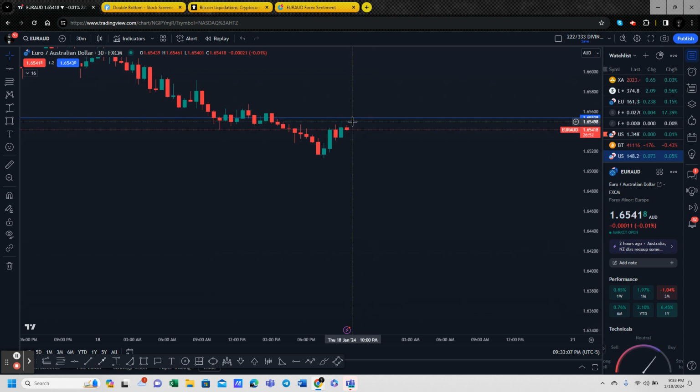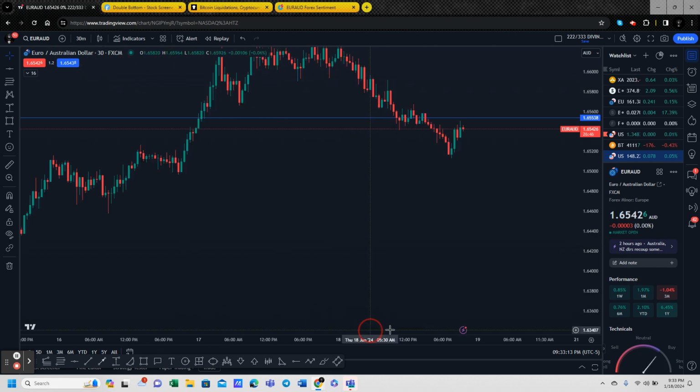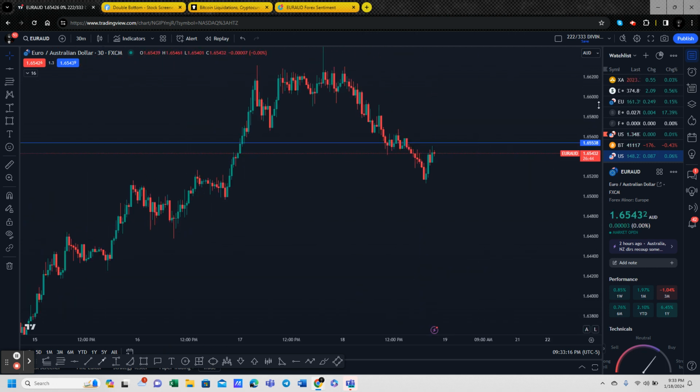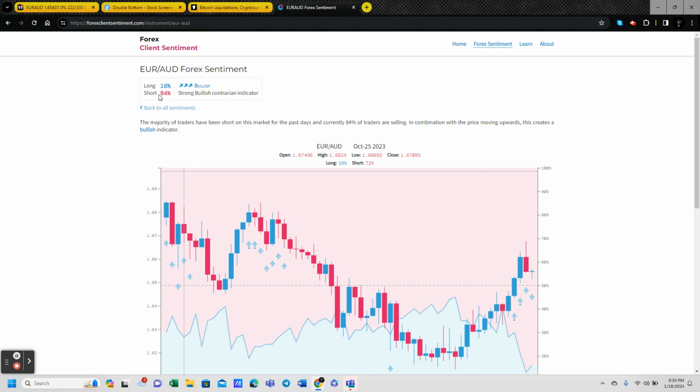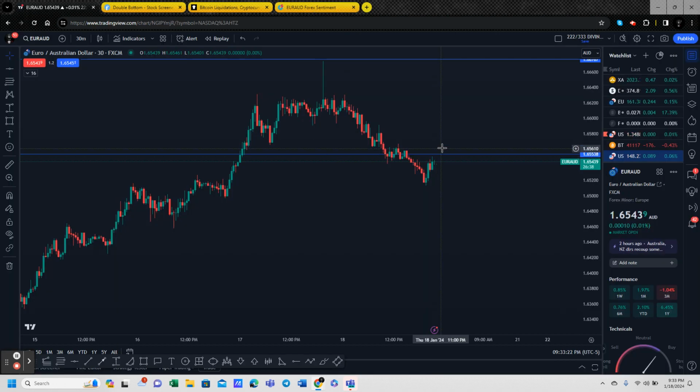Look, if we get above and close above, what am I going to be looking to do? I'm going to be looking to go long. All right. Because remember, 84% short. So I want to get above here. All right. Take the trade, go long.